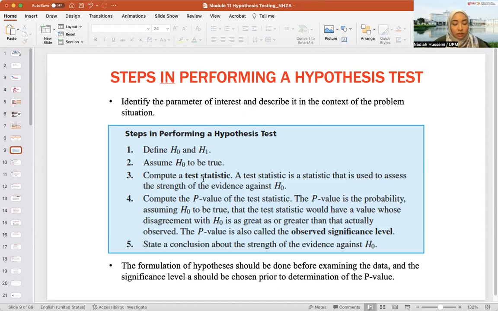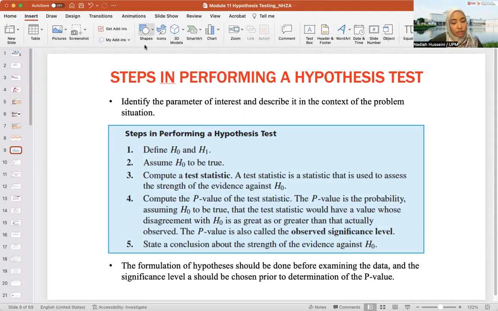Okay, the third one is compute a test statistic. This is easy, the z-score. I believe the tricky part is the earlier step, defining the problem that you want to look at. The z-score is just easy, and then compute the p-value of the test statistic. The p-value is the probability, assuming the null hypothesis to be true. Our null hypothesis will have a null distribution, and typically we assume that our null distribution follows a normal distribution. The null distribution is just the name for H-naught.